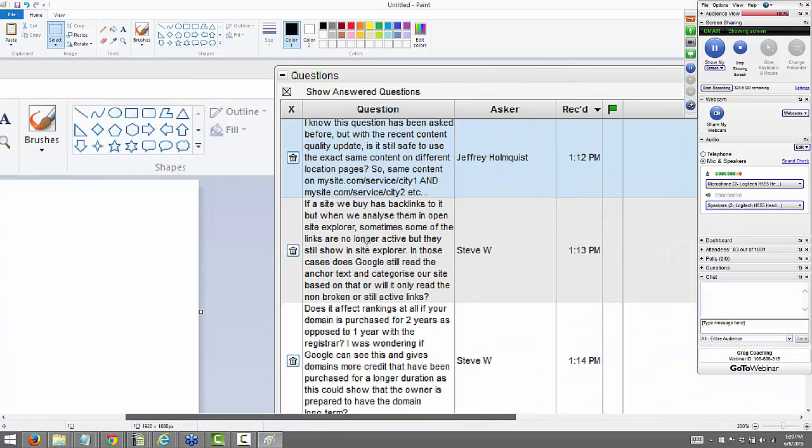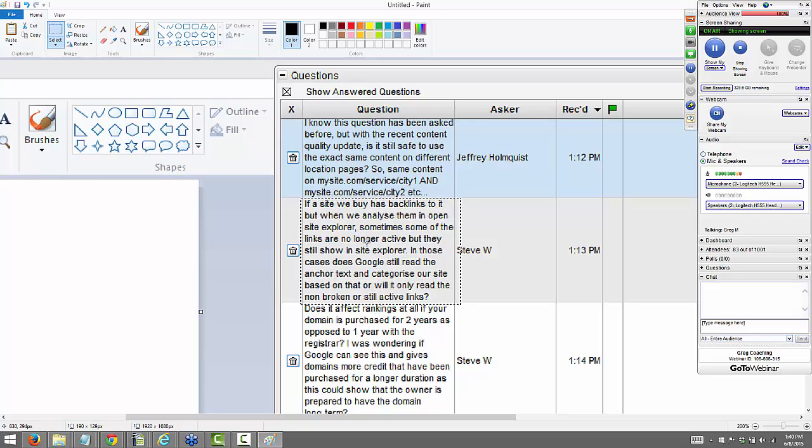Alright, I know this question has been asked before, but with the recent content quality update, is it still safe to use the exact same content on different location pages? So, same content on mysite.com/service/city1 and mysite.com/service/city2, etc. I don't know, Jeff. I've never actually done that, so I'm not sure. I don't have any sites out there like that. The best way to know would be to go and search and see if sites are still out there doing that. But I don't know because I've never done that. And unfortunately, Cotton Site got hit with what we think is a penalty, so we don't have his site to go off either.